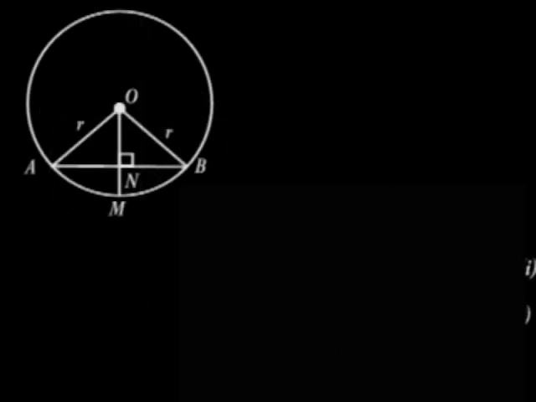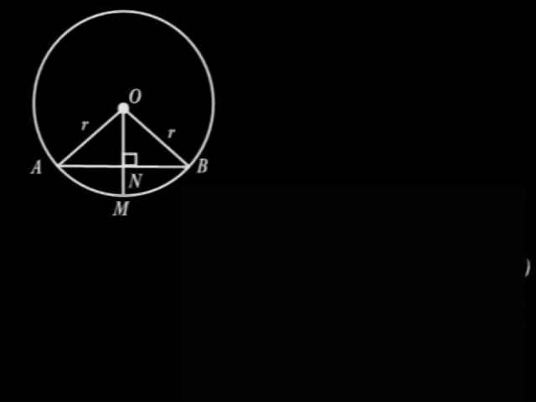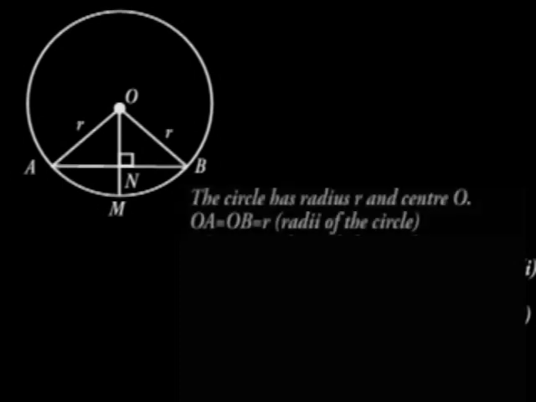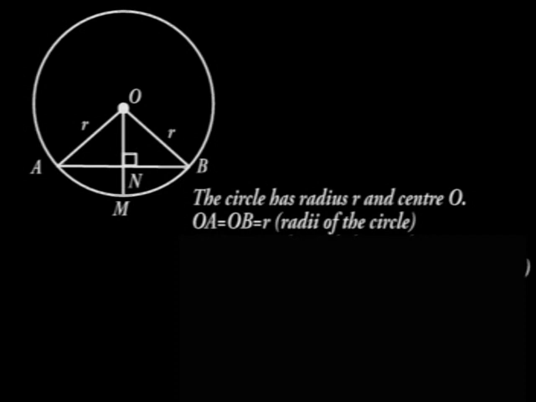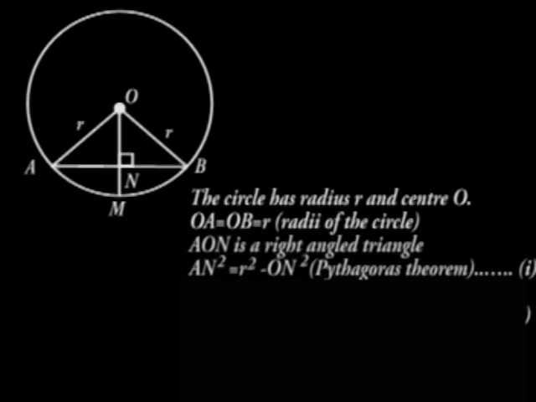Now consider the circle below. It has a radius R and center O. OA is equal to OB, which is equal to R, the radius of the circle. AON is a right-angled triangle such that AN squared is equal to R squared minus ON squared. That is according to Pythagoras' theorem, and call that equation 1.